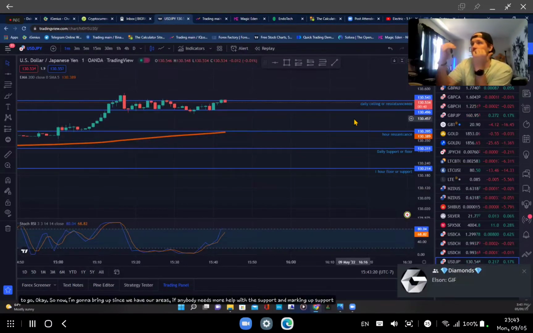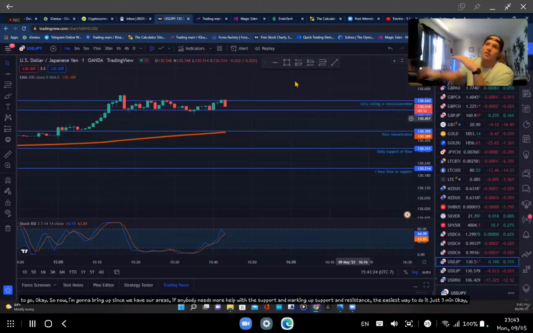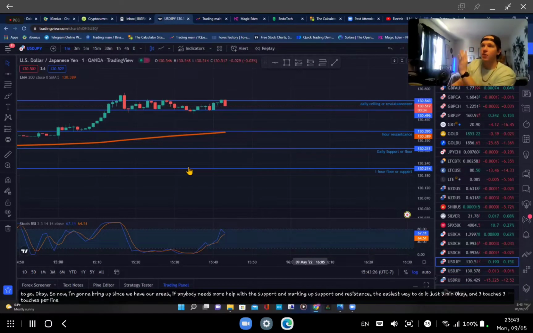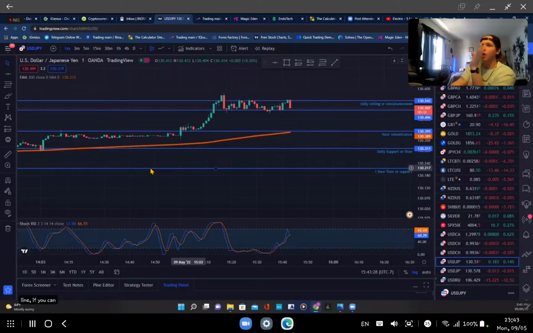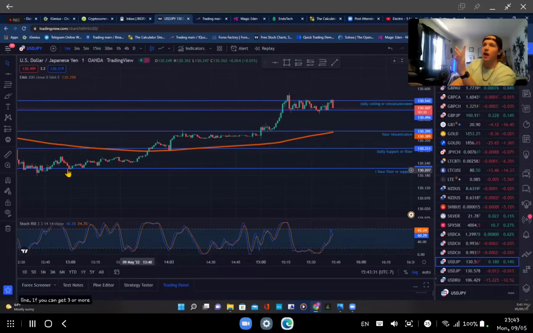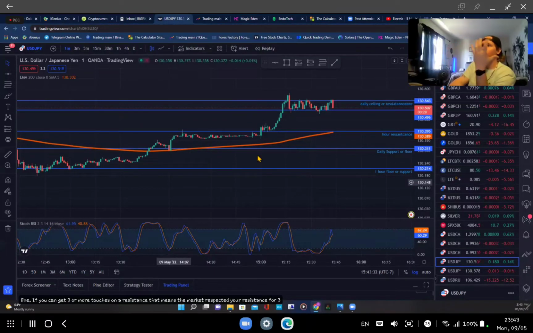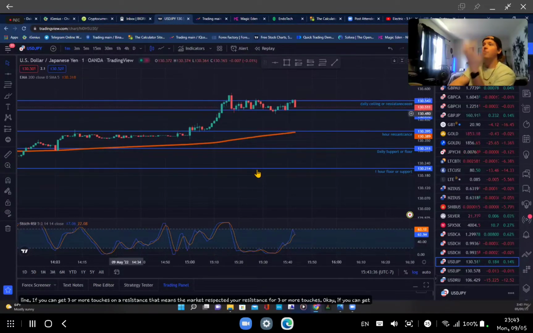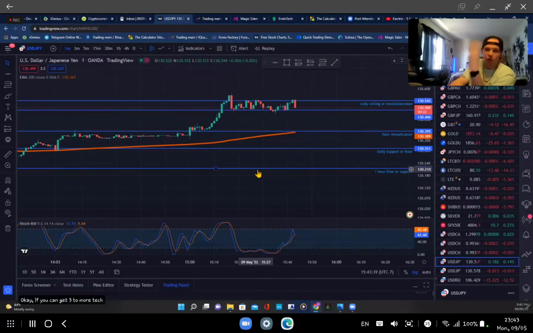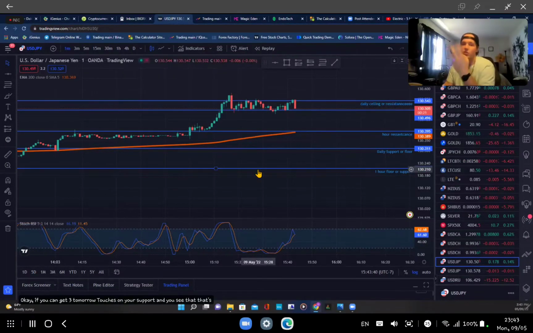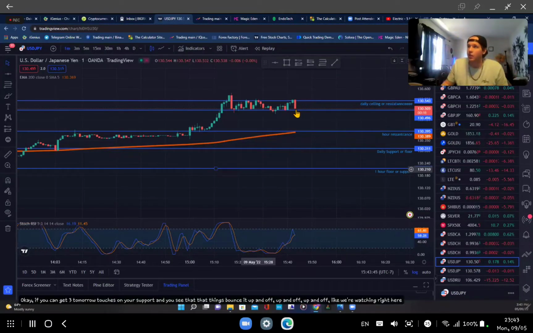Okay. So now, since we have our areas, if anybody needs more help with marking up support and resistance, the easiest way to do it is 3 touches per line. If you can get 3 or more touches on a resistance, that means the market respected your resistance. If you can get 3 or more touches on your support and you see that thing bouncing up and off, up and off, up and off, like we're watching right here, right?